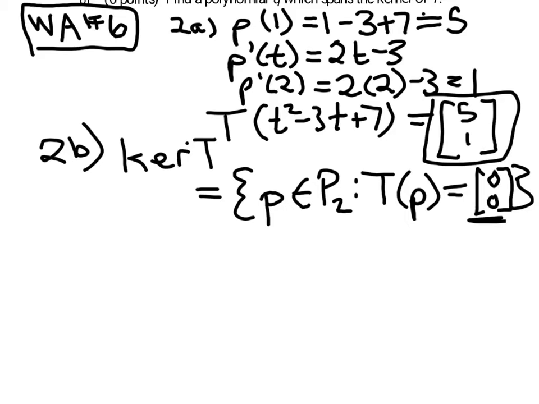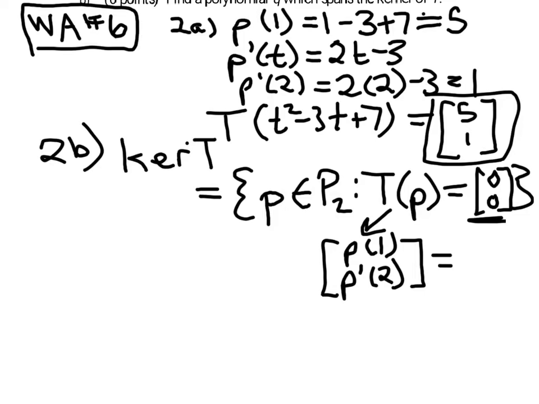So in this case, T of P is given by that formula up at the top, P of 1, P prime of 2. And so we want to find when T of P, given by this formula here, is equal to the 0 vector. We want to describe all of the polynomials that get mapped to 0, 0 by this transformation.